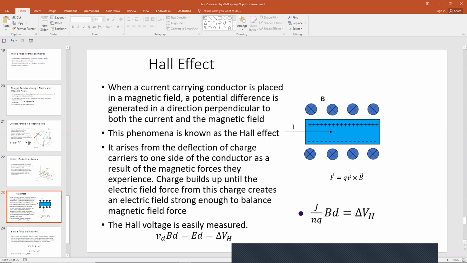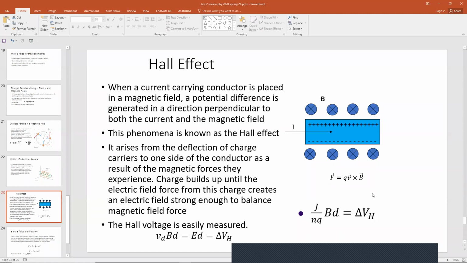Now that Hall voltage is when the electric and magnetic field forces balance, and that is easily shown to be the drift velocity of your charge carriers times the magnetic field times the width d of the conductor here. That's the top to bottom width d, and then that's equal to the electric field times d. So that's your Hall voltage.